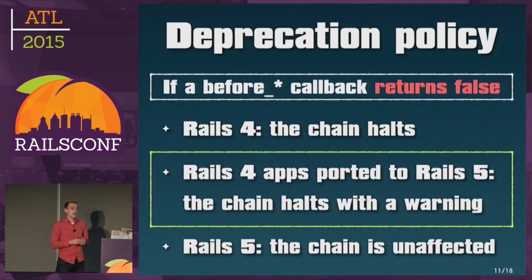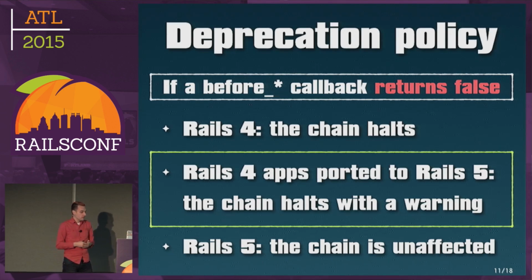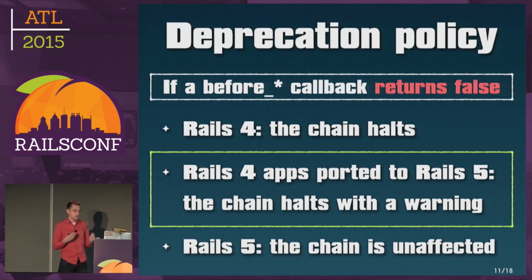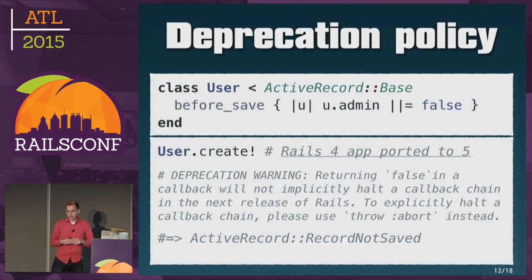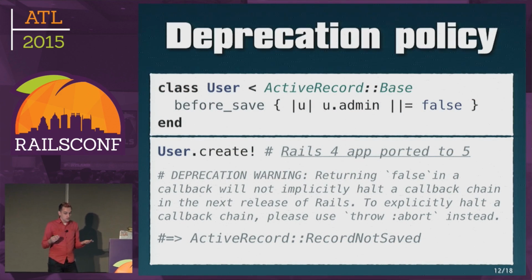So if you have a Rails 4.2 app and you upgrade it to master right now, to Edge Rails, or when Rails 5.0 is released, you upgrade to 5.0, then what's going to happen is that all your callbacks are going to still work as they used to work. You're just going to get a warning. This is how the warning looks.